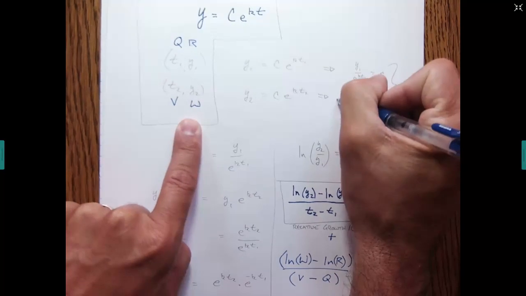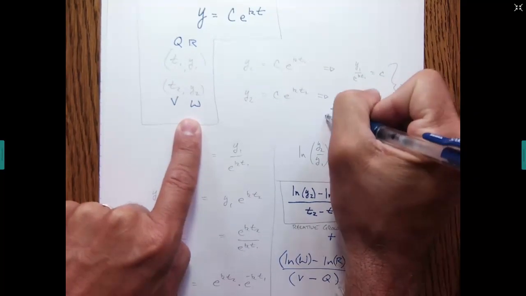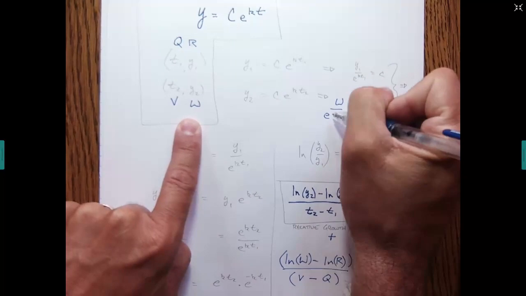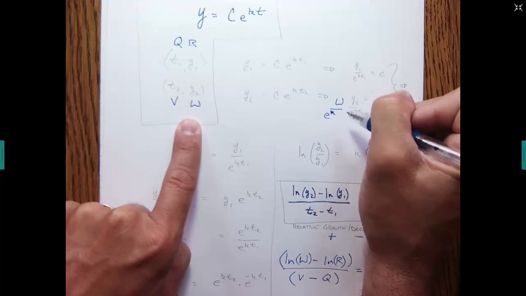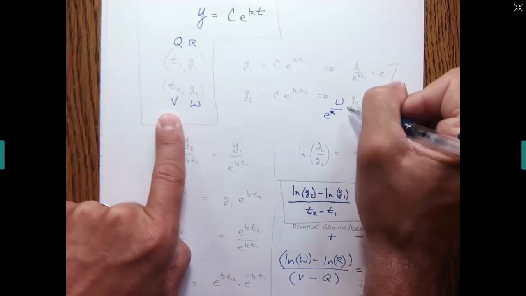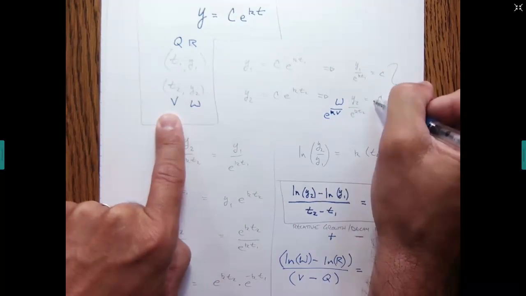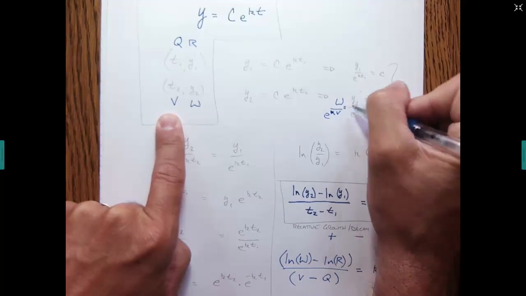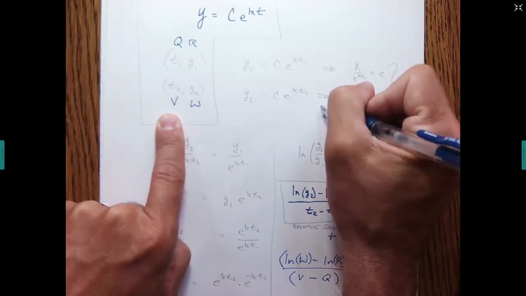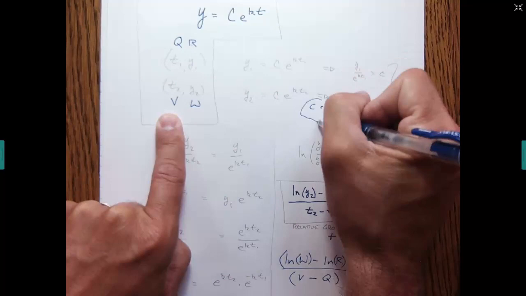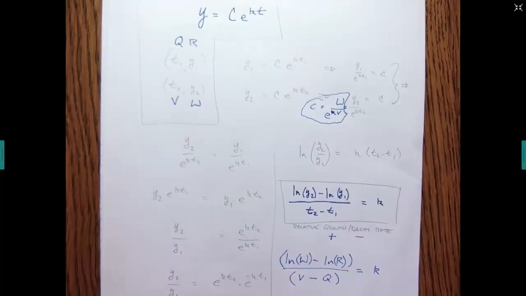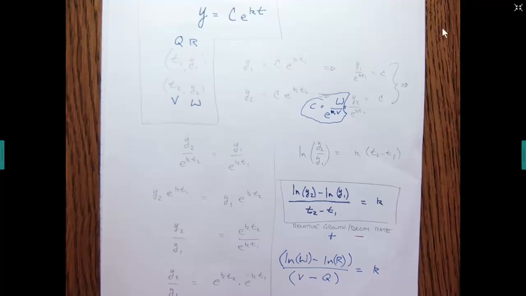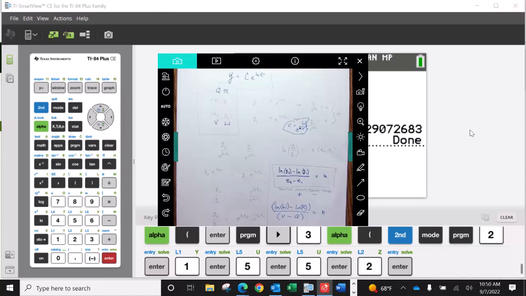This is a W. This is an E to the K. And I remember our calculator knows what K is now, so I'll just write K. And then T2, well, that's V. And that's what C is going to be equal to. So, equals C. Look at that. Now, it's kind of a messy little scribble here. But we could put that code into our calculator. Let's give that a shot.